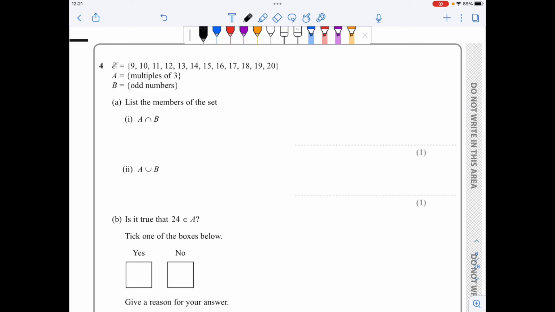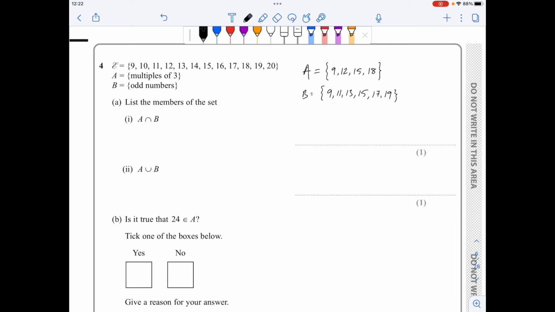For question 4, it might be easy to list the elements of A and B. So A has the multiples of 3 between 9 and 20. Those are 9, 12, 15, and 18. And B has the odd numbers between 9 and 20. Those are 9, 11, 13, 15, 17, and 19.